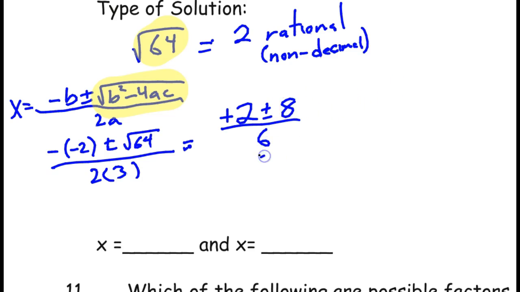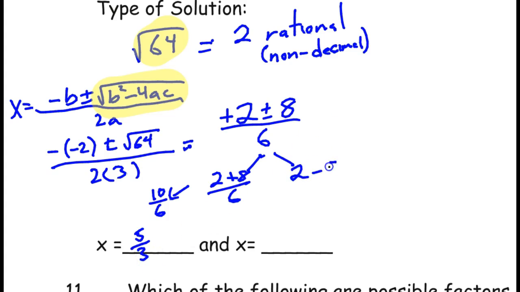And then we'll get our two answers, so we get 2 plus 8 divided by 6. Okay, that's 10 over 6, which is 5 over 3. There we go. And then over here we'll get 2 minus 8 over 6. So that's going to be -6 over 6, which equals -1. So there's our two rationals. You can see they're just fraction and integer, non-long decimal answers. Didn't have to round or anything. Those are also the x-intercepts.